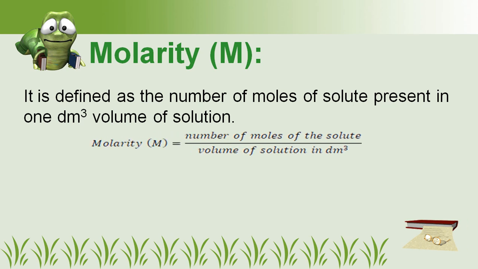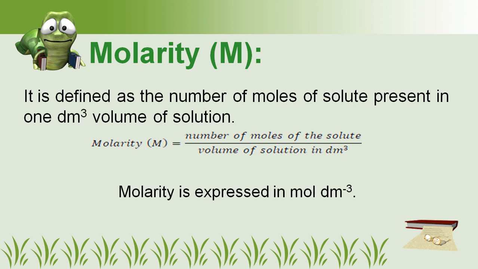So, how can one obtain the molarity of a solution? Molarity is equal to the number of moles of the solute divided by the volume of solution in dm cube. By using this formula, we can obtain the molarity of a given solution, that means the concentration of solution in terms of molarity. Molarity is expressed in mole per dm cube.